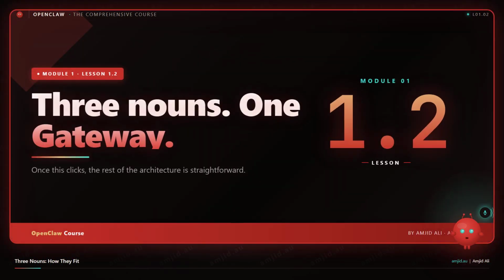Okay, so picking up right where we left off, three nouns: gateway, agents, channels. Now, in this lesson, I want to show you how those three actually fit together, because once this clicks, honestly, the rest of the architecture just falls into place. Stay with me. So, the gateway is the process.